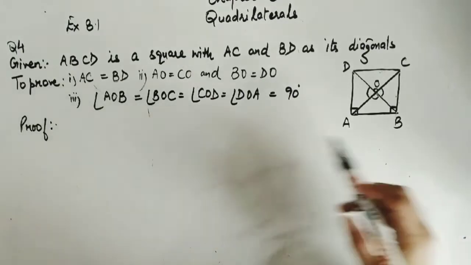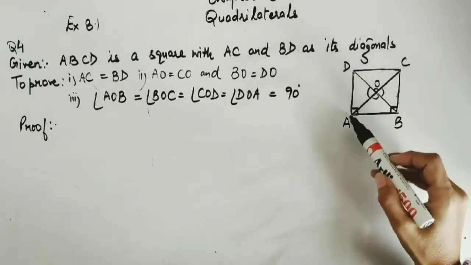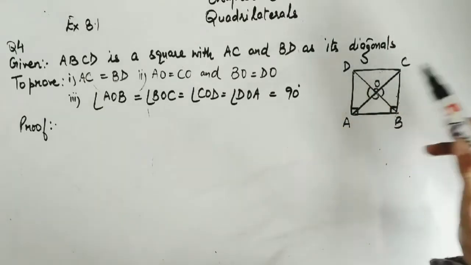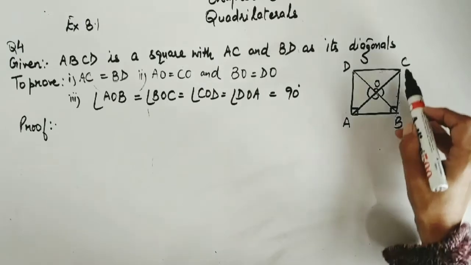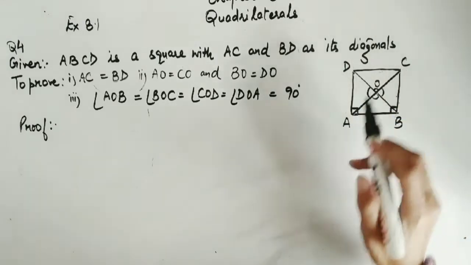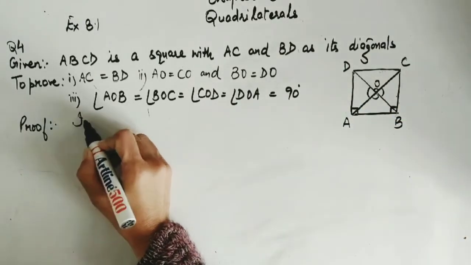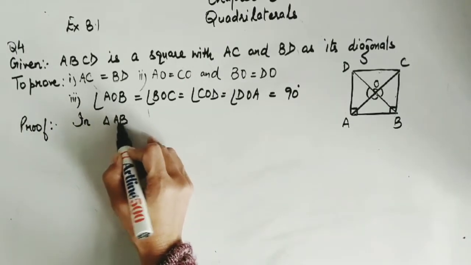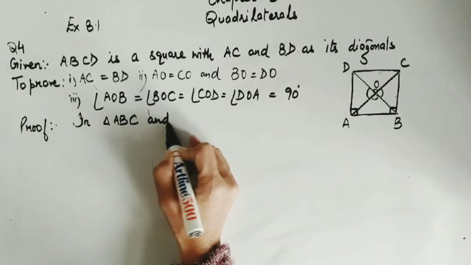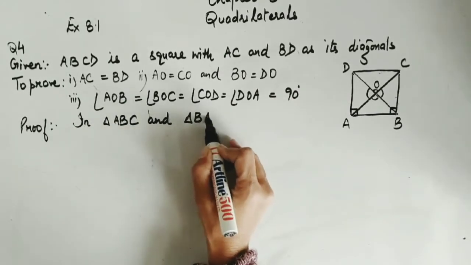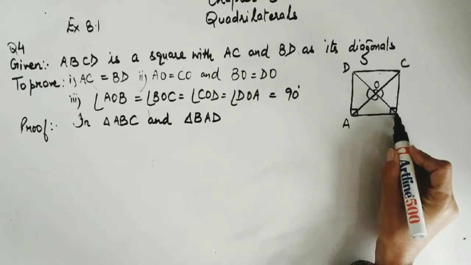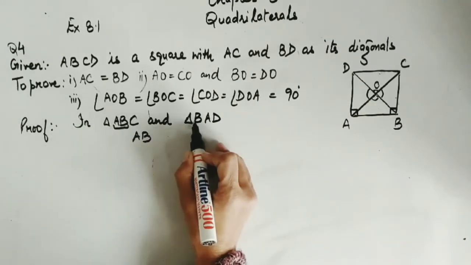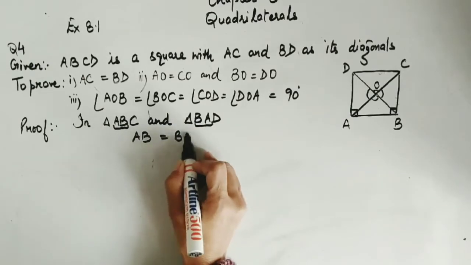For the first case, we need AC, we need this complete side. So AC and BD would be obtained if we take triangle ABC and triangle BAD. So let's begin writing in triangle ABC and triangle BAD. First one, AB is equal to BA. That's common. You can make out from here. AB is equal to BA. Common base.